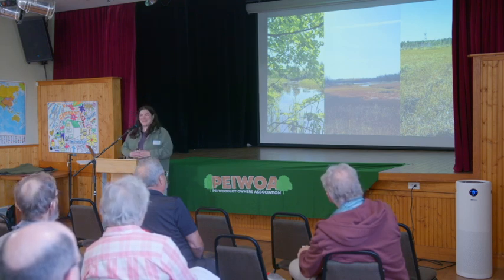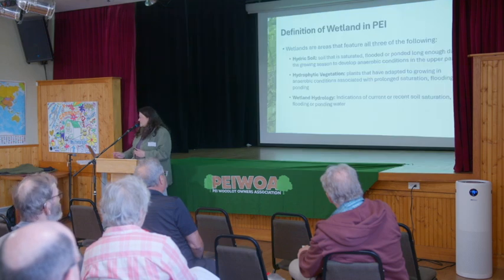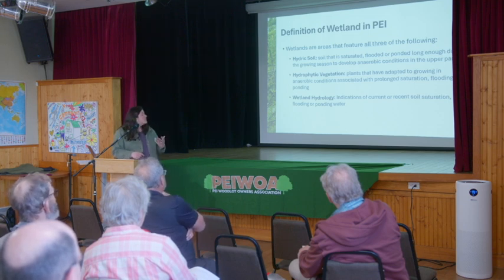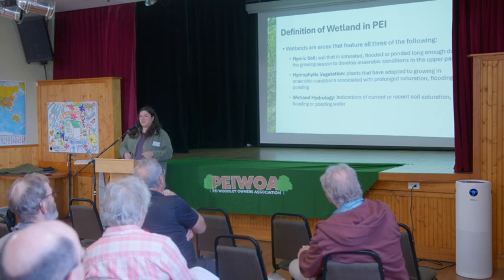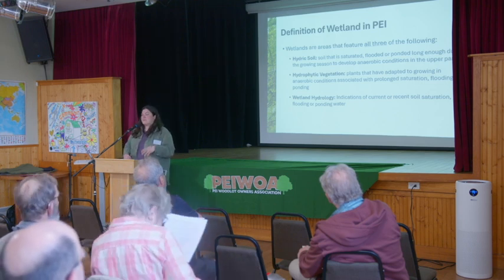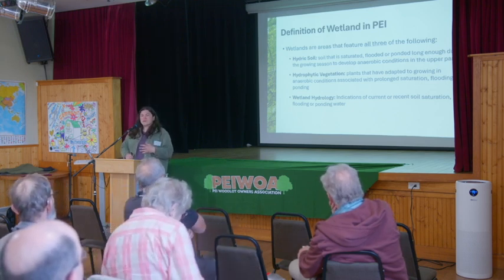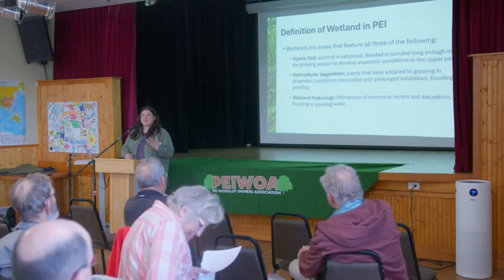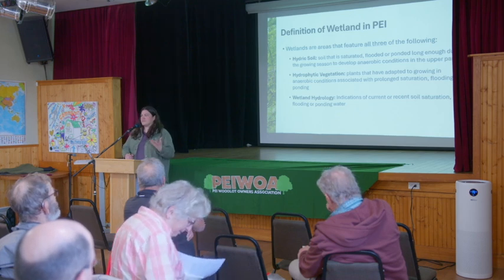These are all wetlands. And just to provide a bit of a definition of wetlands in PEI, they're areas that have hydric soils, so soils that are saturated, flooded, or ponded long enough during the growing season that anaerobic conditions appear in the upper part of the soil. So that means there's changes in the microbes in the soil or soil chemistry, and it changes colors, and when you put a soil auger in, you can see those redoximorphic features in the soil.